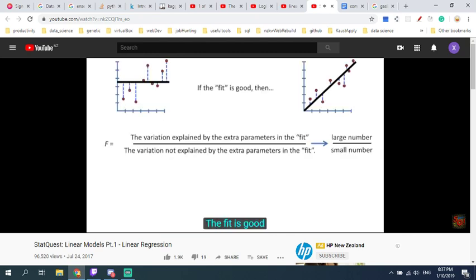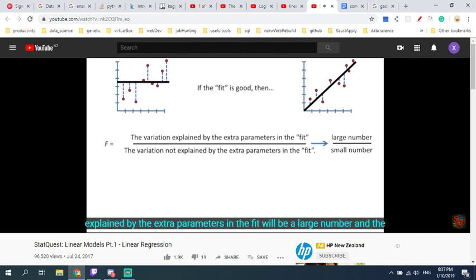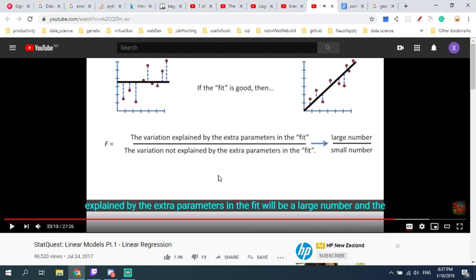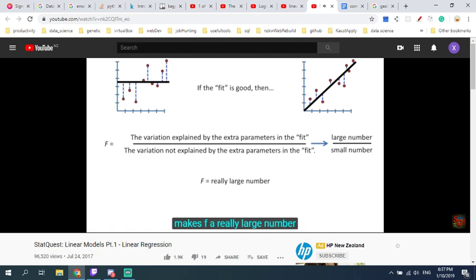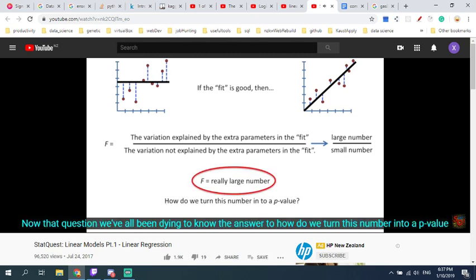If the fit is good, then the variation explained by the extra parameters in the fit will be a large number, and the variation not explained by the extra parameters in the fit will be a small number. That makes F a really large number. Now, that question we've all been dying to know the answer to: how do we turn this number into a p-value?